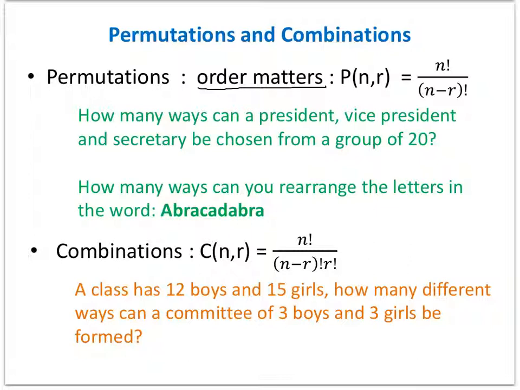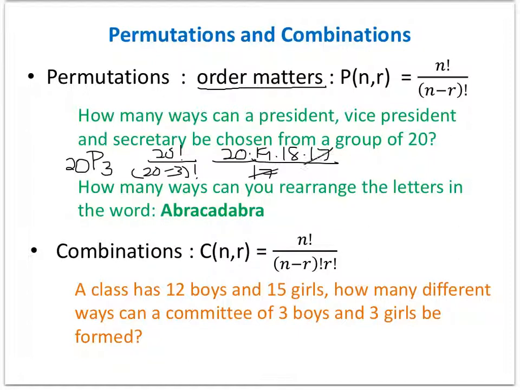So for instance, how many ways can a president, vice president, and secretary be chosen from a group of 20? Of those 20, you are going to permute 3 of them. So that would be 20 factorial over 20 minus 3 factorial. That's going to be 20 factorial over 17 factorial. So that's like 20 times 19 times 18. As soon as you get to 17, that's going to cancel, and you're just multiplying 20 times 19 times 18, which is 6,840 ways you could choose a president, vice president, and secretary.